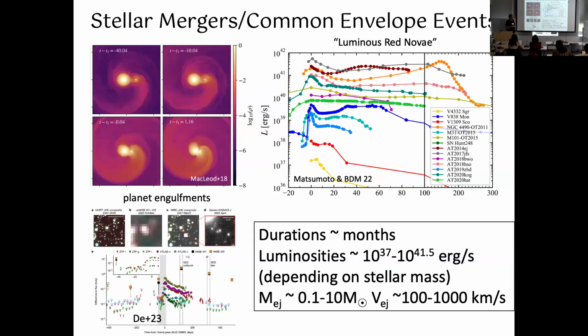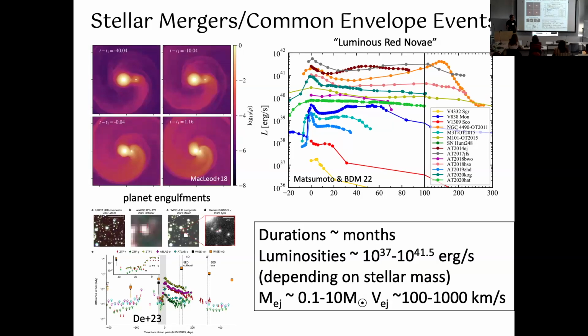And as that material expands into space, it powers something known as a luminous red nova. We'll come to these. These have only been discovered in fairly recent years. They have typical durations of months, typical luminosities which span a wide range, 10^37 to 10^41 ergs per second, let's say, depending on how massive the star was and how much mass was ejected. So we have a wide range of ejected masses, some fraction of the companion envelope is ejected, and typically somewhat lower speeds than we get from supernova. So it's more related to the orbital speed of the binary.